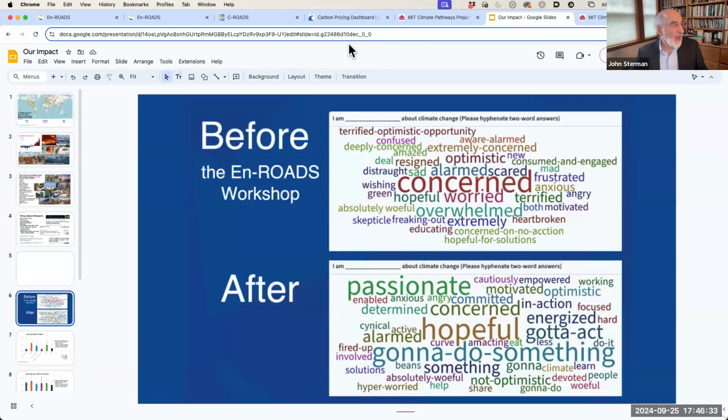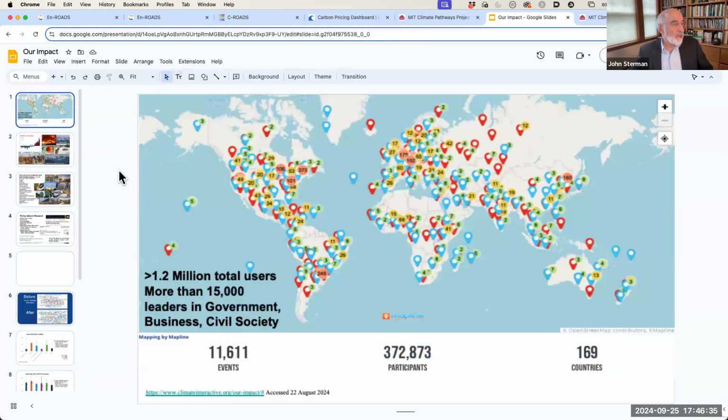let's take a look at how it's being used around the world. So here's pretty up to date. I think it's a little out of date now, showing all the workshops that we're aware of. We know this is an undercount, where what you're about to do today or our other interactive experiences have been presented to audiences from senior policymakers to community groups in 169 countries.